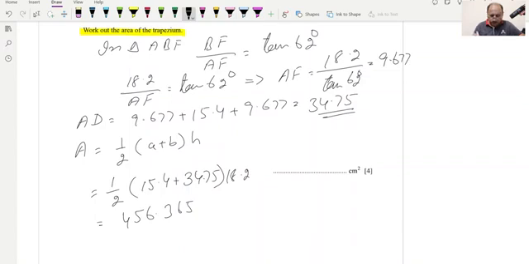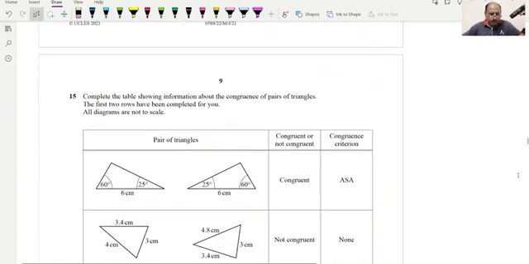456.365. This will be 456, the answer, approximately rounded to 3 significant figures. Hopefully you understood this. This was a 4-mark question.